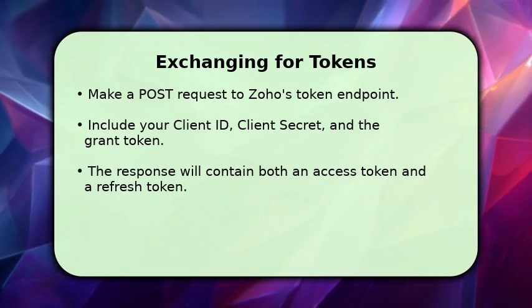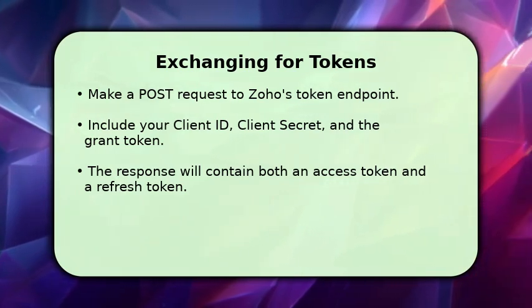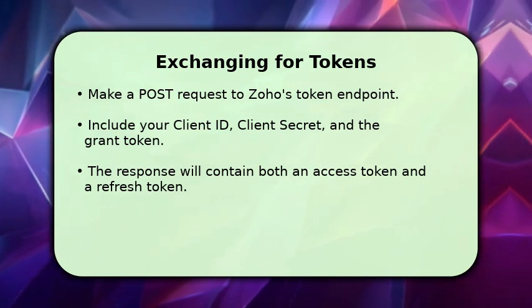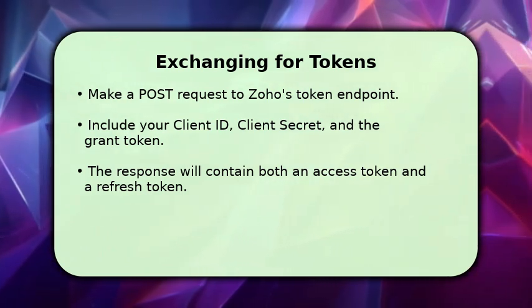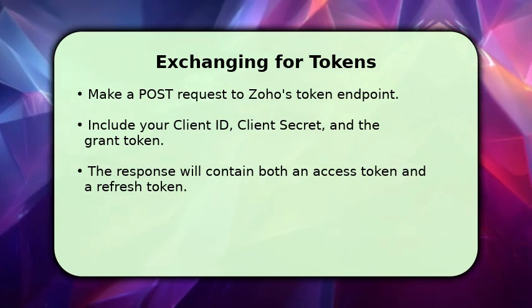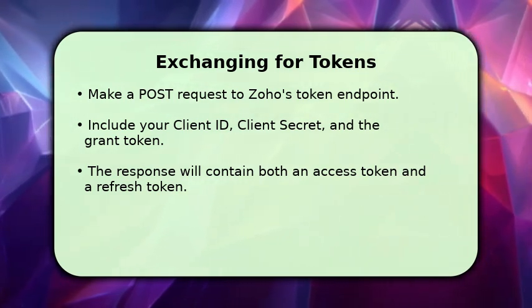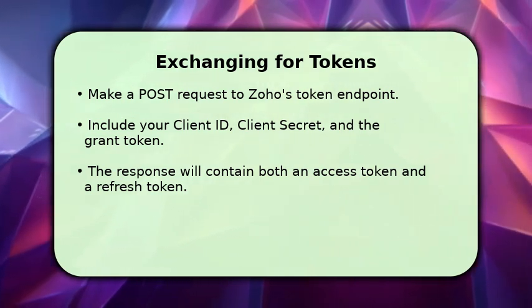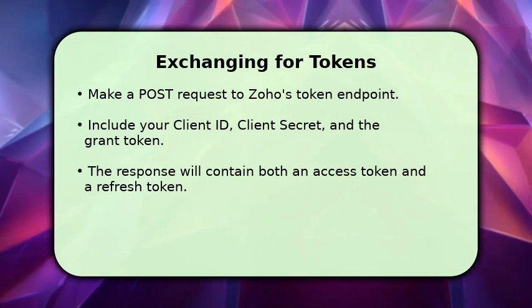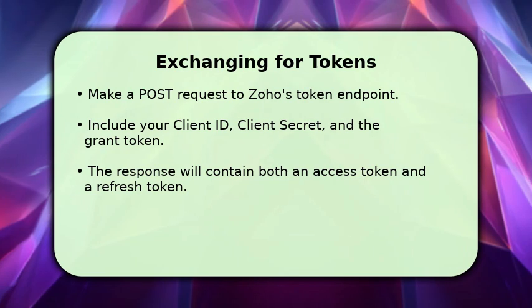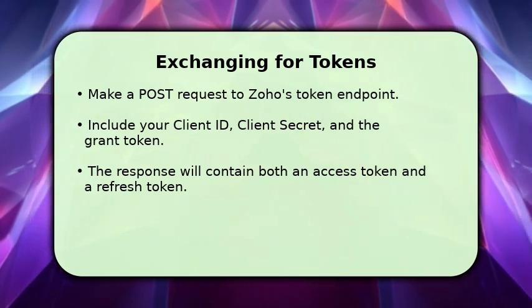Now it's time to exchange that grant token for your permanent access and refresh tokens. You'll make a POST request to Zoho's token endpoint, including your client ID, client secret, and the grant token you just received. The API will respond with both an access token, which is typically valid for 1 hour, and a refresh token. The refresh token is long-lived, allowing you to obtain new access tokens without user re-authentication.